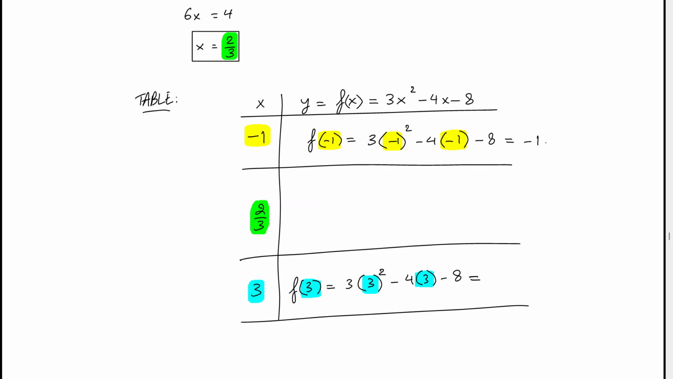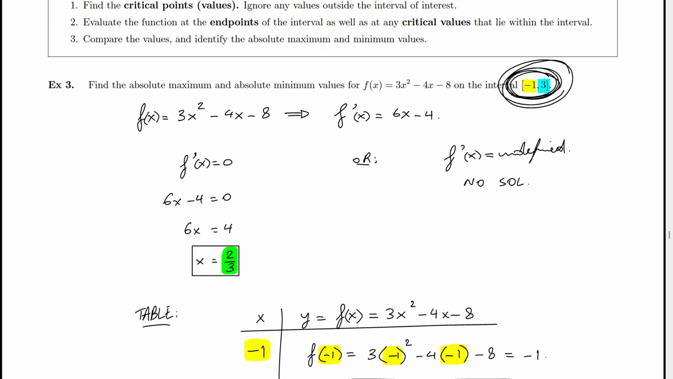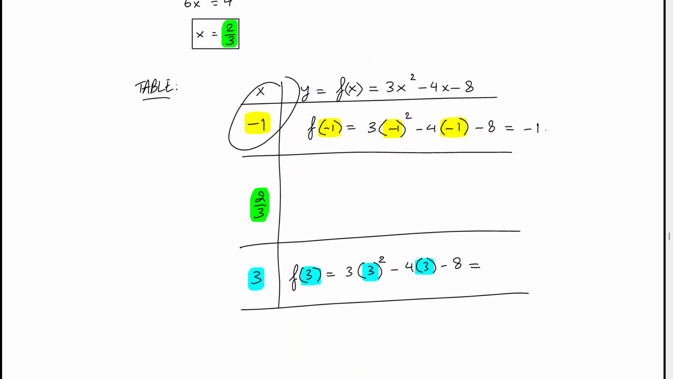So this only works if you have a closed interval, meaning you've got to have brackets for this table technique to work. If you don't have brackets, then you will not have the first row and the last row, and then you won't be able to decide just by looking at the middle number if that's the highest or the lowest. There's nothing to compare it with. So that's why we only use the table method if we're dealing with a closed interval.